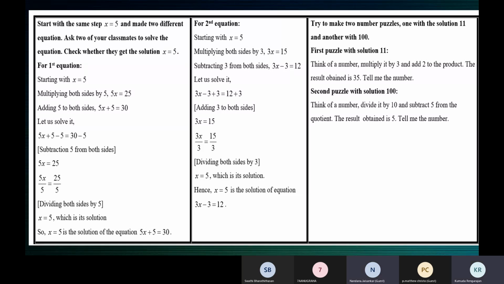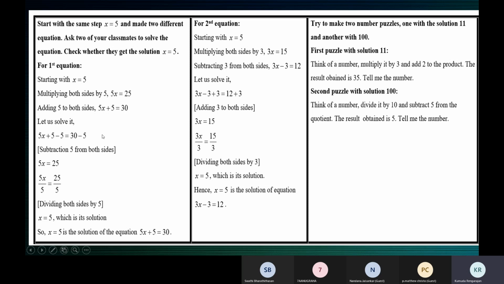Yes, ma'am, understood. So we have x is equal to 5. We multiply both the sides by 5 and we get 5x is equal to 25. And then we add 5 to both the sides, and we get 5x plus 5 is equal to 30.